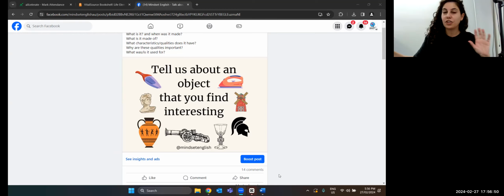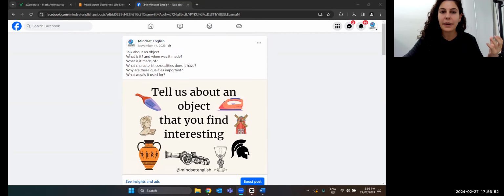Now we're going to get into groups. You can think about, what is it? When was it made? What is it made of? What characteristics or qualities does it have? That means like, what can I do with it? Why are these qualities important? Like, why is this object important? What was it used for?